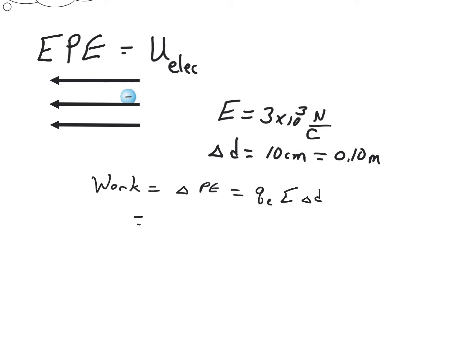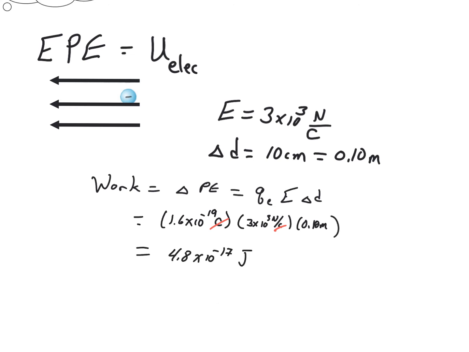So plugging in some numbers, we have 1.6 times 10 to the minus 19 coulombs times 3 times 10 to the third newtons per coulomb times 0.10 meters. So the coulombs cancel out, leaving us with newton meters, which is equivalent to joules. Plug in the numbers, and you get 4.8 times 10 to the minus 17 joules.